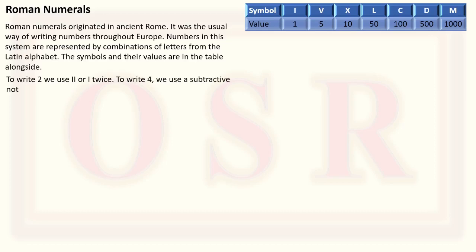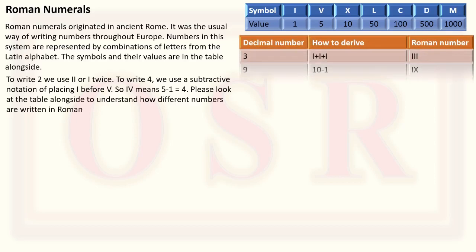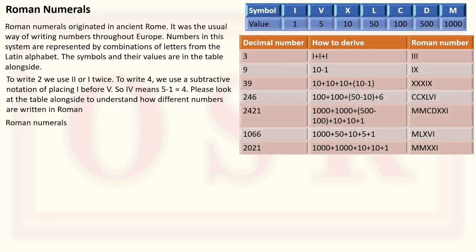To write 4, we use a subtractive notation of placing I before V. So IV means 5 minus 1 is equal to 4. Please look at the table alongside to understand how different numbers are written in Roman. Now please try to learn this table or try to understand this table. Okay, it will give you a clear picture.